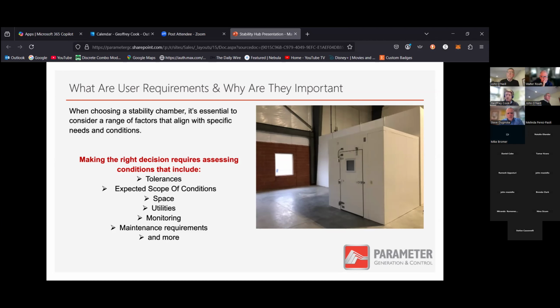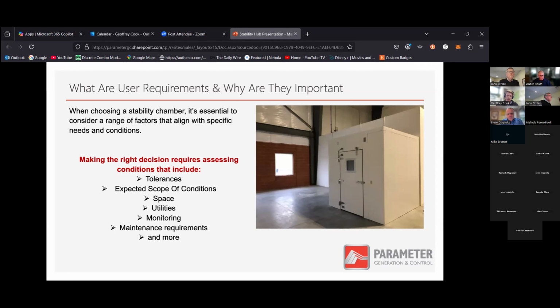Obviously, utilities is going to be a big factor. What type of power supply do you have at your facilities? Can you modify that power supply easily to be tailored to the chamber you are needing? Another big utility is water. Some chambers require specially treated water. Some chambers can run off facilities water, just metropolitan water.